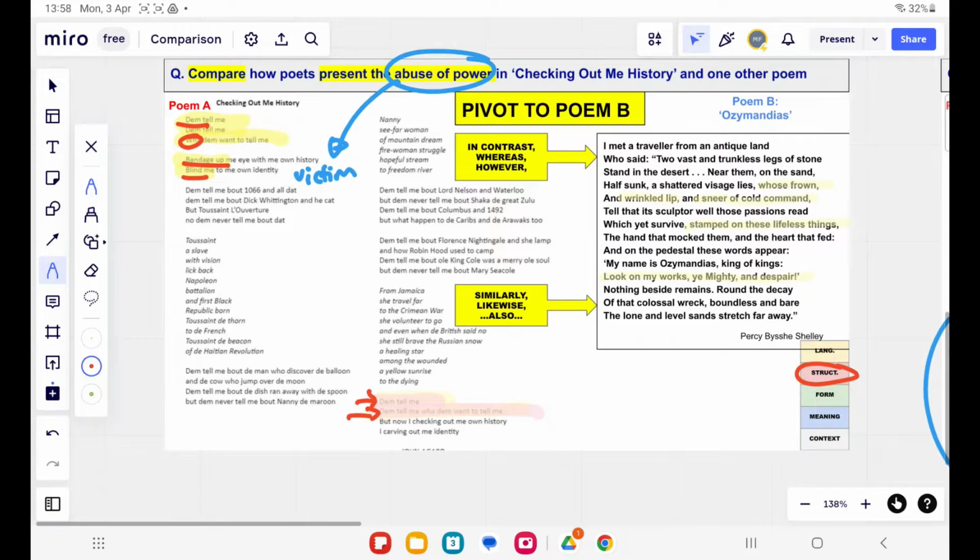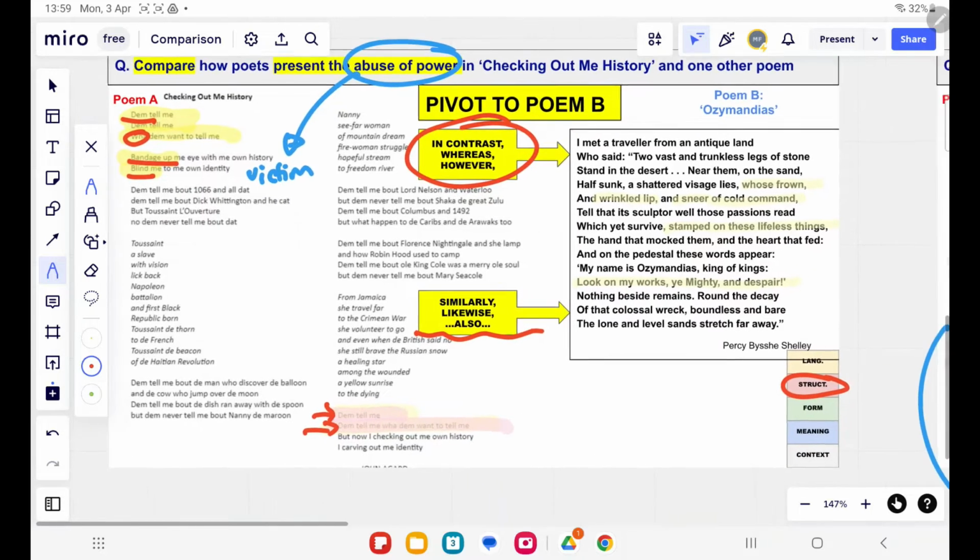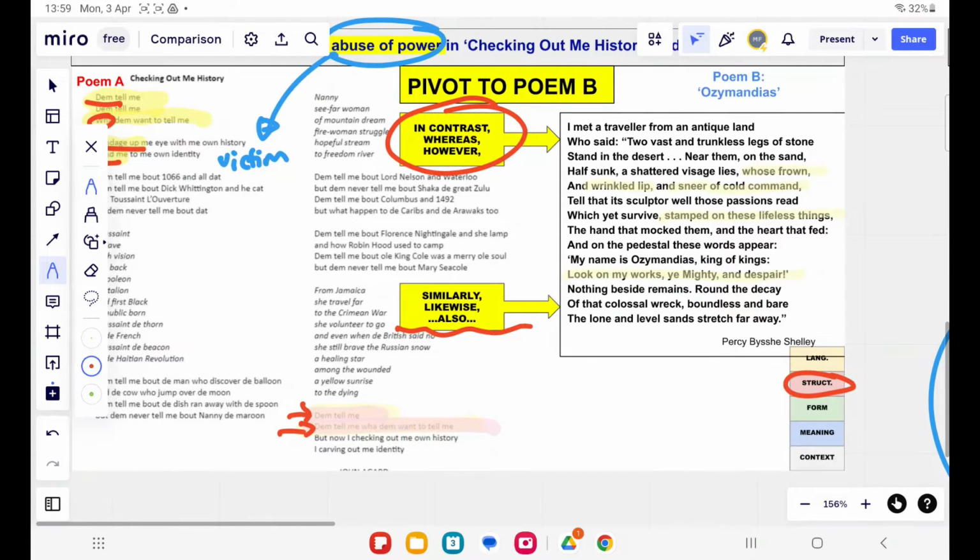Right, now we need to pivot to poem B. Because often we'll be talking about opposition here, we're probably mostly going to be using this one as opposed to this one. And here, in terms of abuse of power, what we're getting is language of domination, of authoritarianism, of dictatorship. And we get that from the frown, the wrinkled lip, the sneer, and the cold command.